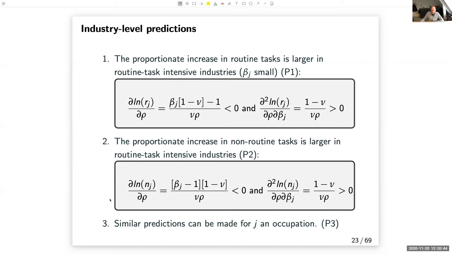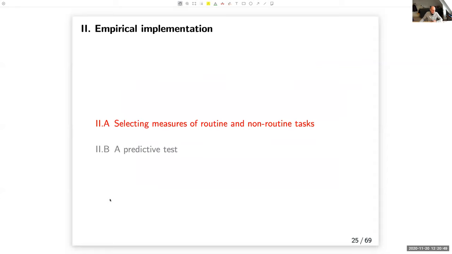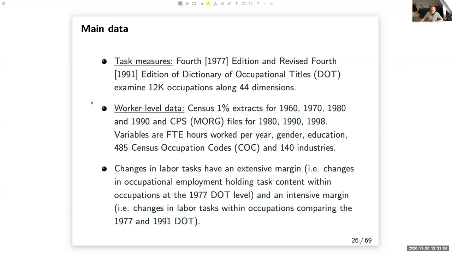Okay, so the empirical implementation: we have to start with what these task measures are. So I'll say a few words about that and then already show you a predictive test before we do the main analysis. So the main data in this paper are, of course, the task measures, which are taken from the Dictionary of Occupational Titles. And the paper is using two editions, the 1977 edition and the 1991 edition. And then in terms of employment data or worker level data, they use the census 1% extracts for four decades, so for 1960, 70, 80, and 90, and then also the CPS MORG files for 80, 90, and 98.